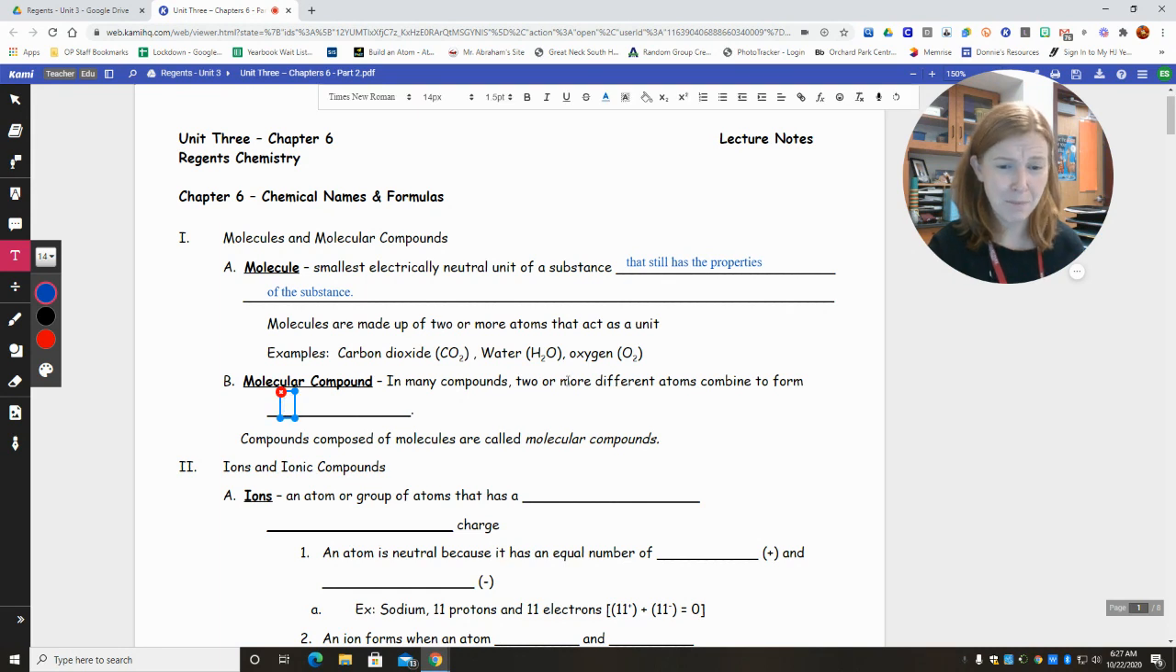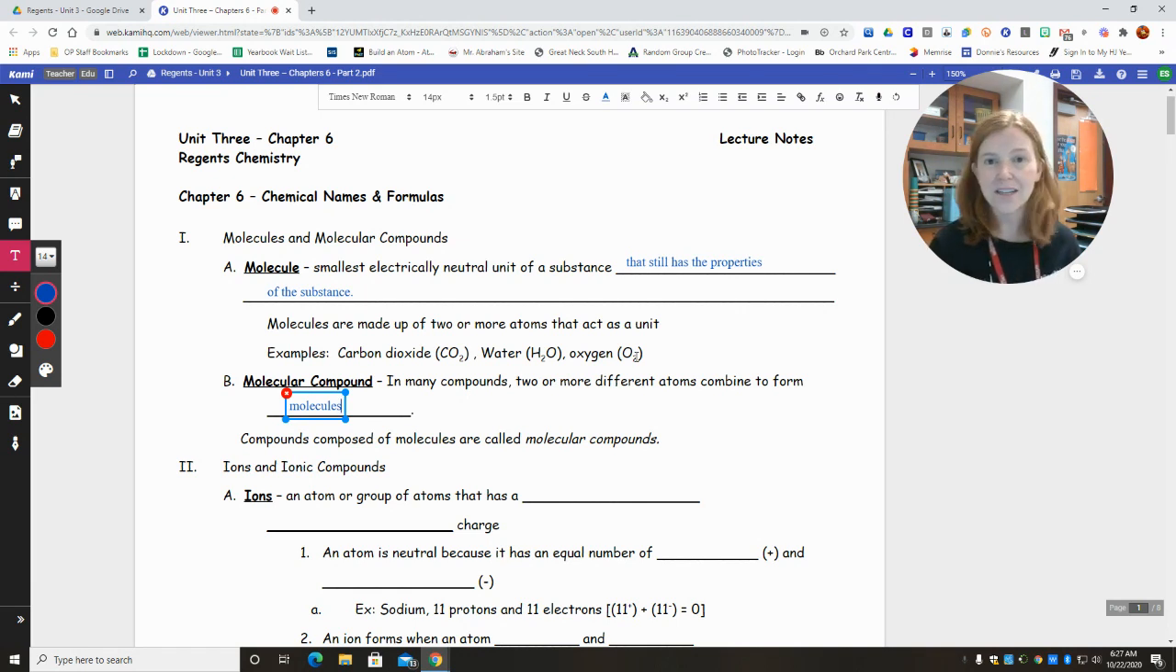So molecular compound, in many compounds, 2 or more different atoms combine to form molecules. Now you can also have a molecule of an element, which is this last example here, O2. So O2 is made up of 2 atoms of oxygen bonded together. It's a molecule because it's made up of 2 or more atoms. However, those 2 atoms are both the exact same type. They're both oxygen. So that would be an example of a molecule that is an element.